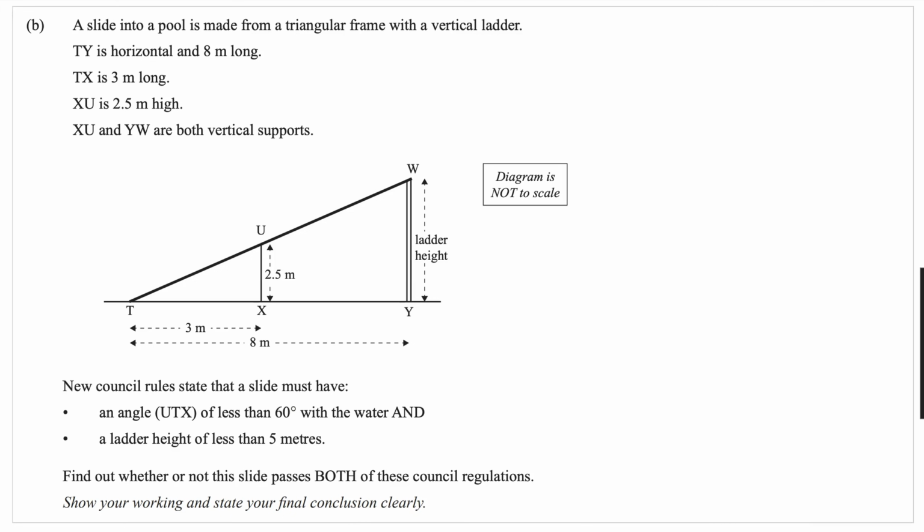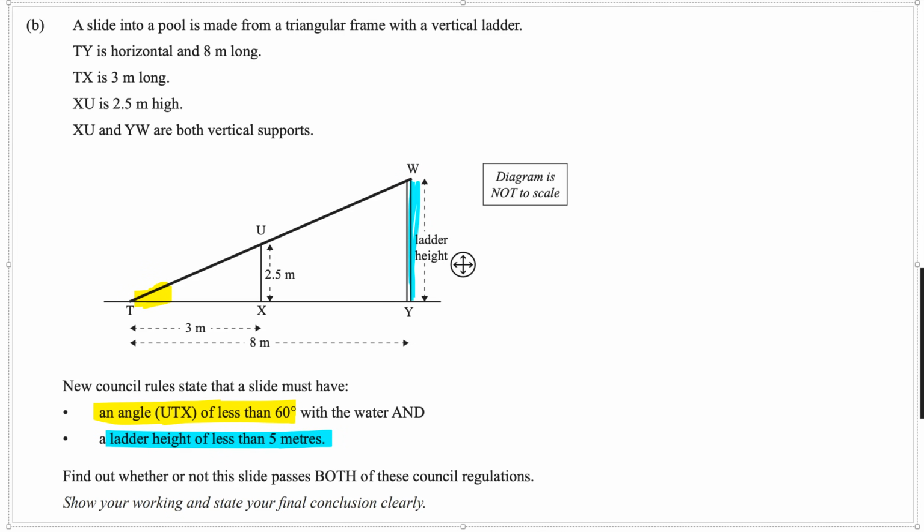All right, so what we have in this question is a slide into a pool. Okay, so it's got a triangular frame, blah, blah, blah. Let's go to the bullet points there. The new council rules state that a slide must have an angle of less than 60 degrees. So I'm looking at the angle UTX, and that has to be less than 60 degrees. So that's this angle that's been highlighted in yellow at the moment with the water. And then a ladder of height less than 5 meters. So that's that one there.